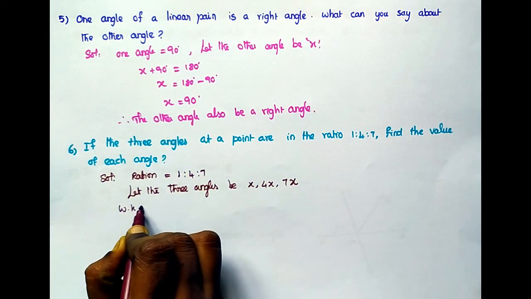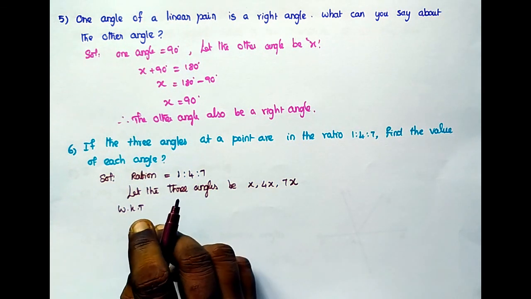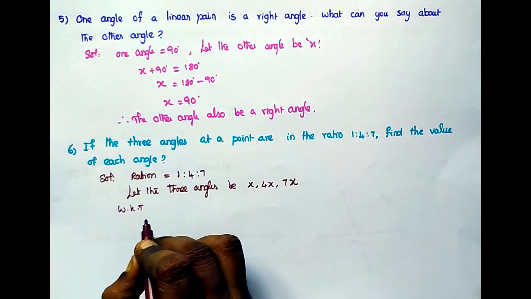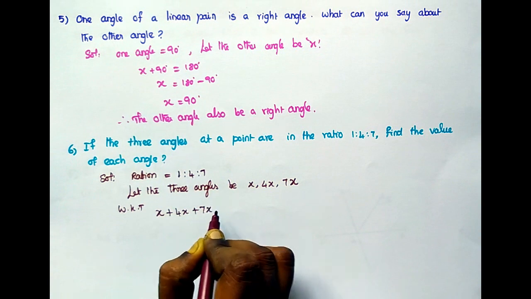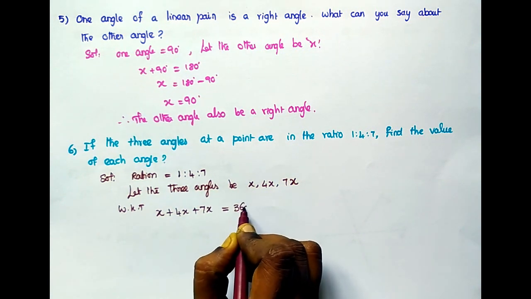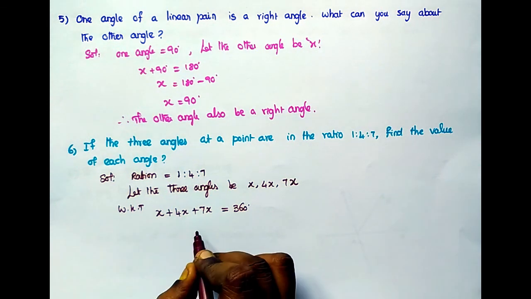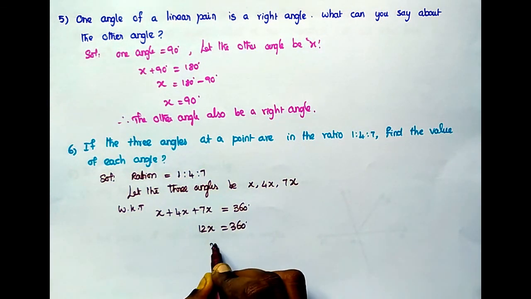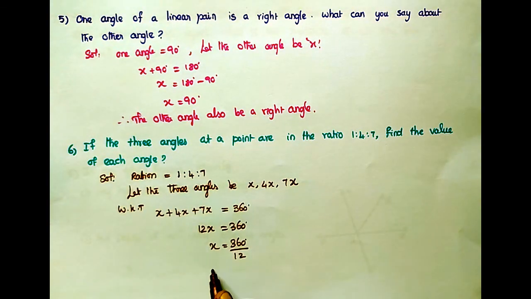We know that these three angles at a point. So x plus 4x plus 7x equal to 360 degree. 5x plus 7x, 12x equal to 360 degree. Now x equal to 360 divided by 12. So x equal to 30 degree.